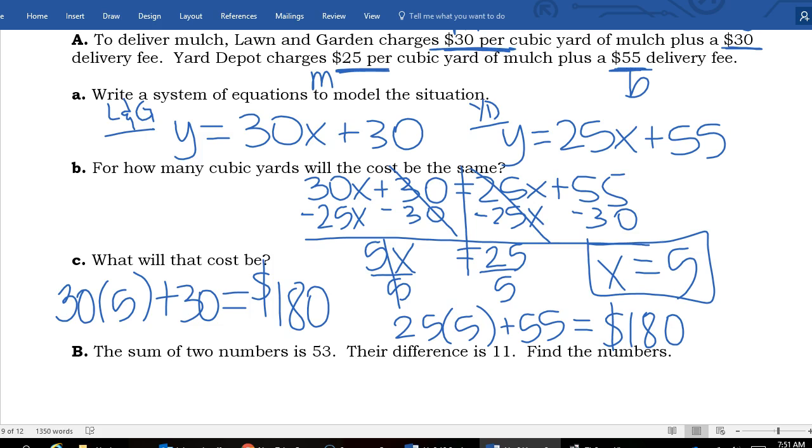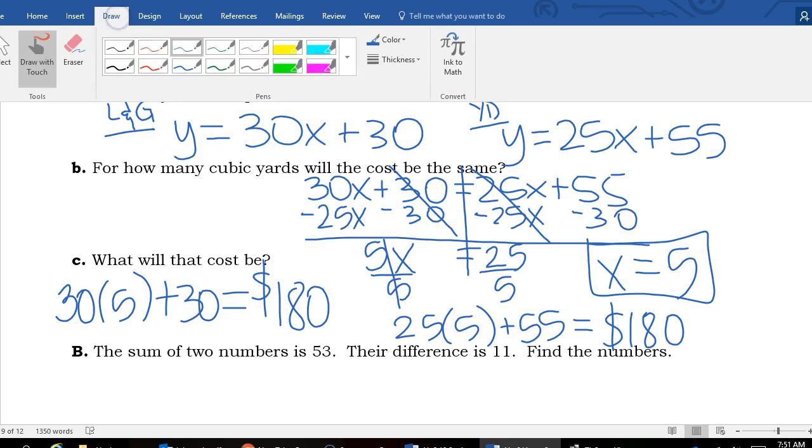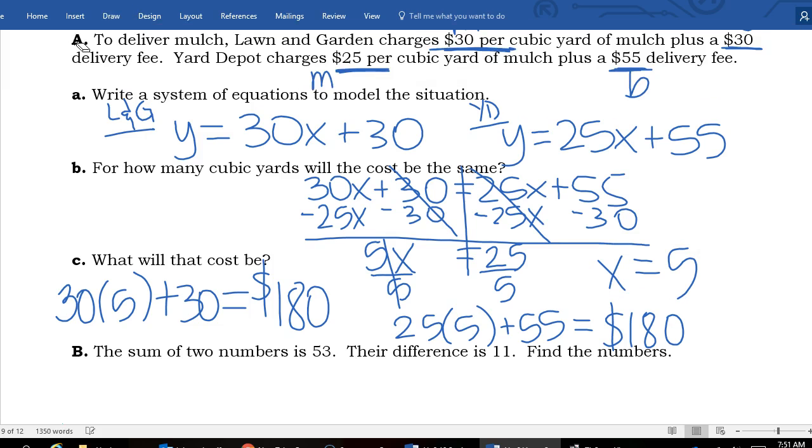So we have 5 cubic yards. I think I want to write that. Let's be proper. 5 cubic yards costs $180.